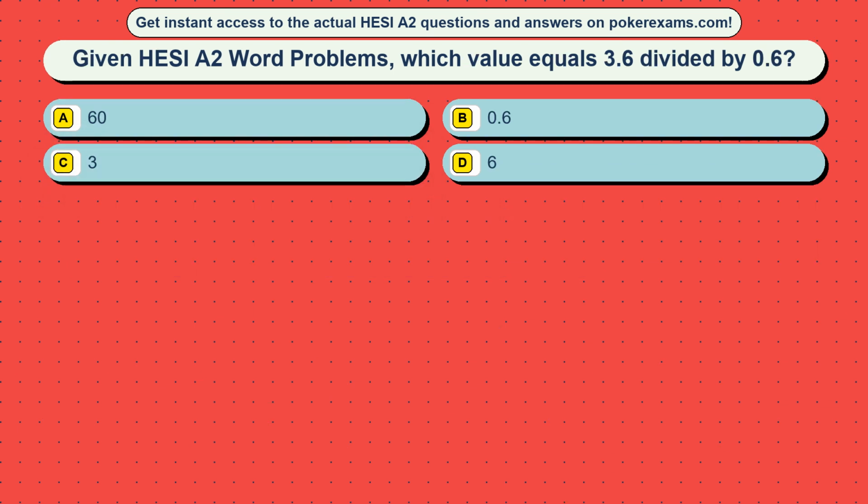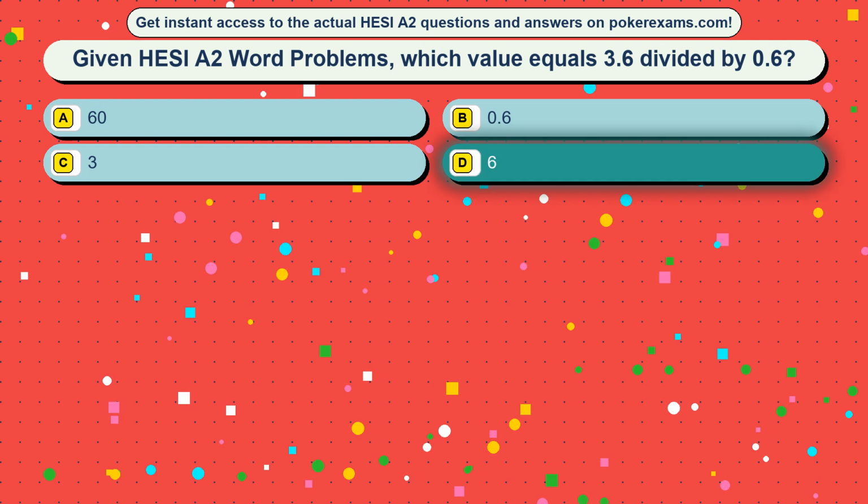Question 28. Given HESI A2 word problems, which value equals 3.6 divided by 0.6? Option A, 60. Option B, 0.6. Option C, 3. Option D, 6. The correct answer is option D, 6.